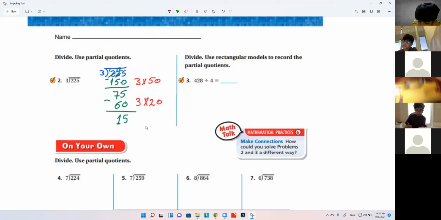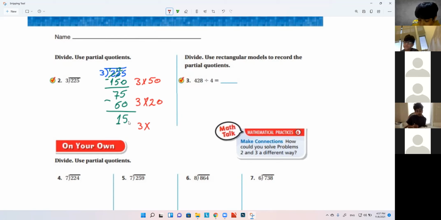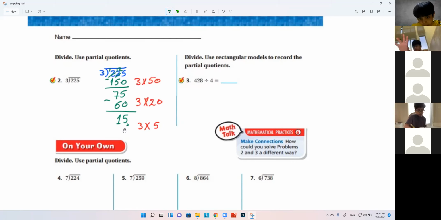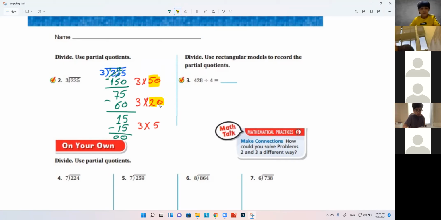So let's ask ourselves a question. 3 multiplied by what gives us 15? It's 3 multiplied by 5. So let's write 15 here. Minus will be zeros. Once you get zeros here, our problem is solved. But you have to get the answer, don't forget. So you have to add them all. That's our partial quotients. So 50 plus 20 equals 70, plus 5 equals 75. So our answer here is 75.